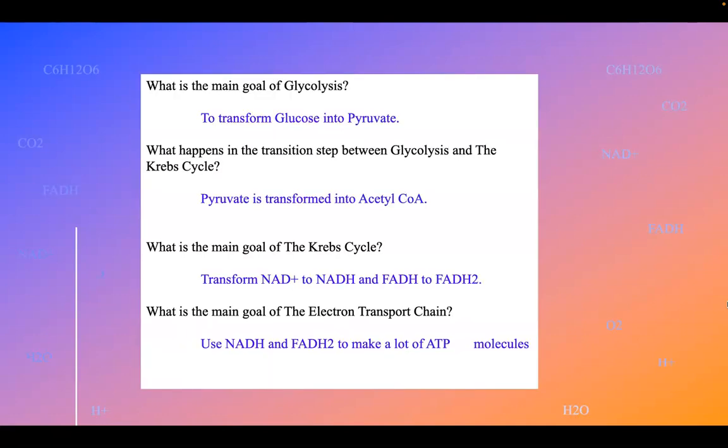The main goal of glycolysis is to transform that glucose into the usable pyruvate. In our transition step, pyruvate is transformed into acetyl-CoA. And really the main goal of the Krebs cycle is to transform NAD+ to NADH and FAD to FADH2 because we need electron carriers. So once those transformations have taken place, we can go to the electron transport chain and make our heavy amount of ATP, where we have 32 molecules.